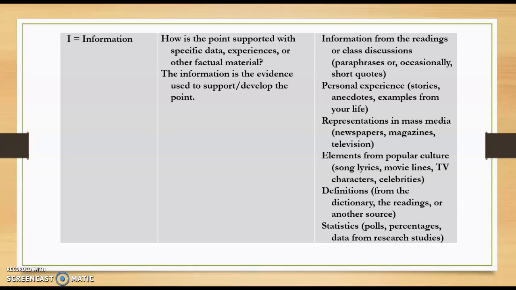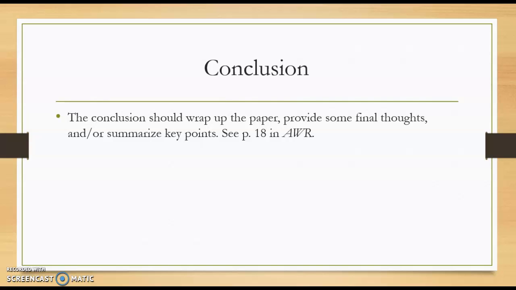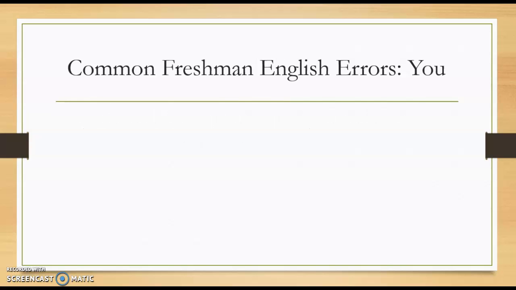When we get into research in your term paper, the parts where you reference sources will become the I, the information part. An explanation is how you tie all of your ideas together and interpret the information. You can find information on conclusions on page 18.